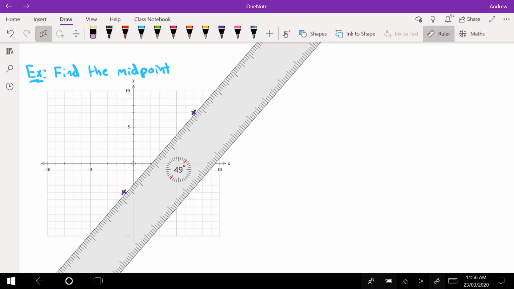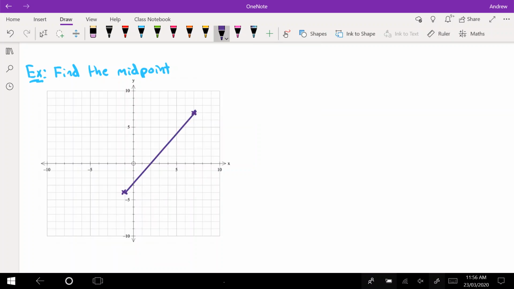Well, Jeremy, how am I going to find the midpoint of that? Did you hear what Sarah said, Jeremy? Okay, Sarah said, find the coordinates of the endpoints first. It's on a grid, so we know what the points are because we can plot the coordinates.